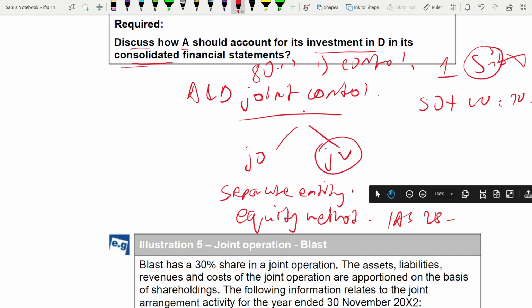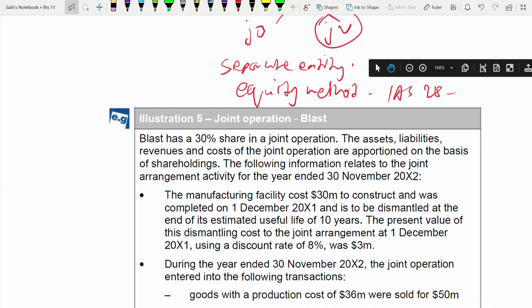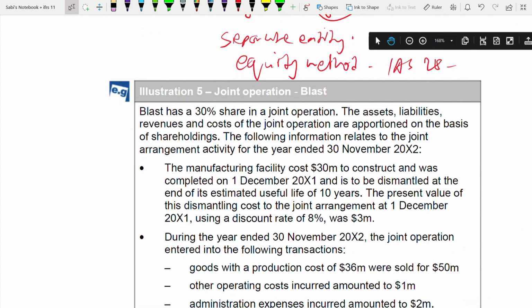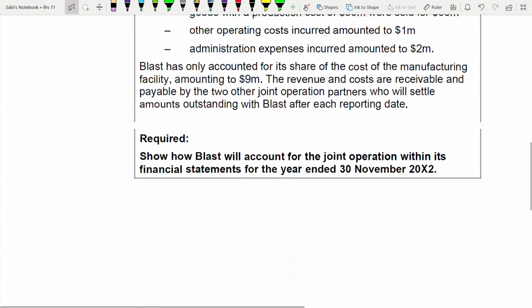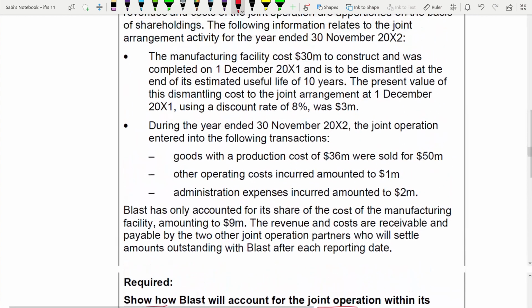Okay. Now let us go to the next and the last question. This is a joint operation. Already they have given you, from the title you can make it out. So here you are required to show how they will account for the joint operation. So this is basically more like calculation for you.